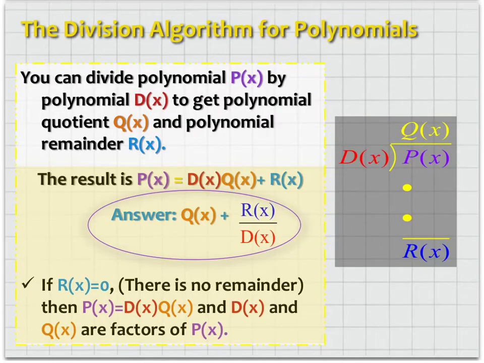Now when we actually do the division, our answer is going to be our quotient, q of x, plus, now remember what we did before, we took our remainder and we put it over our divisor, so that's exactly what we're going to do.